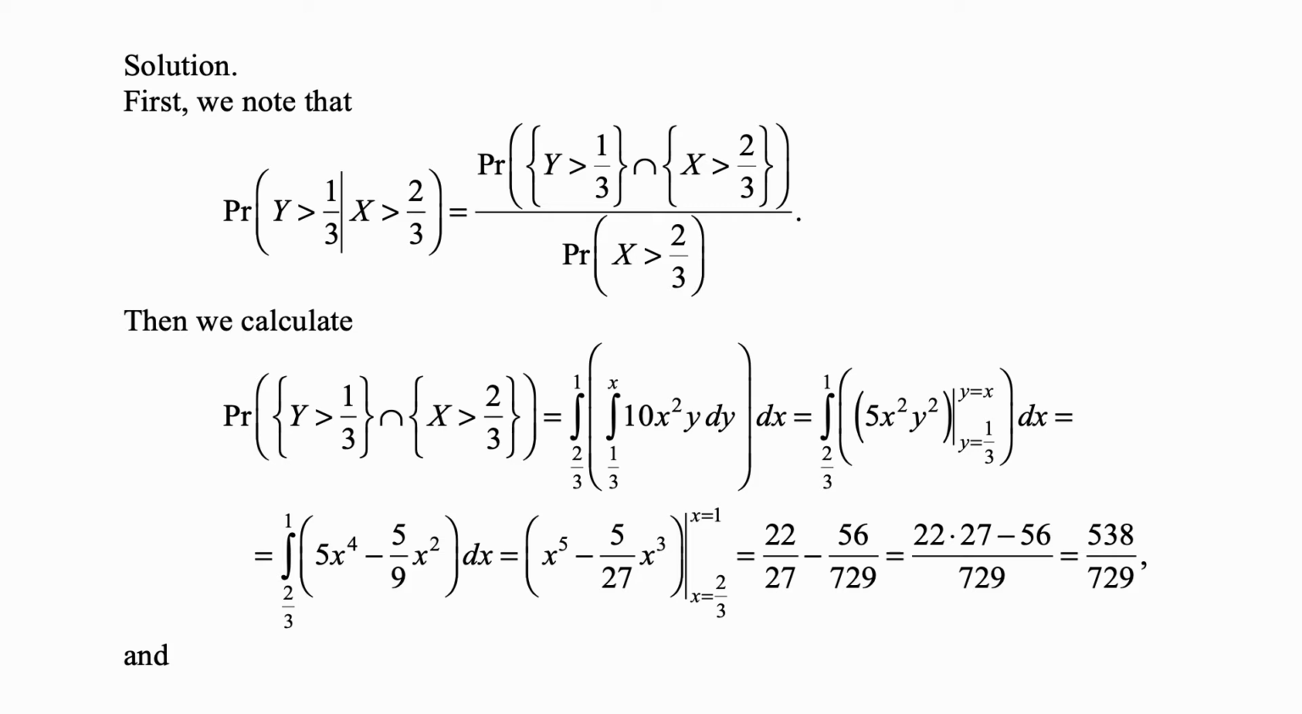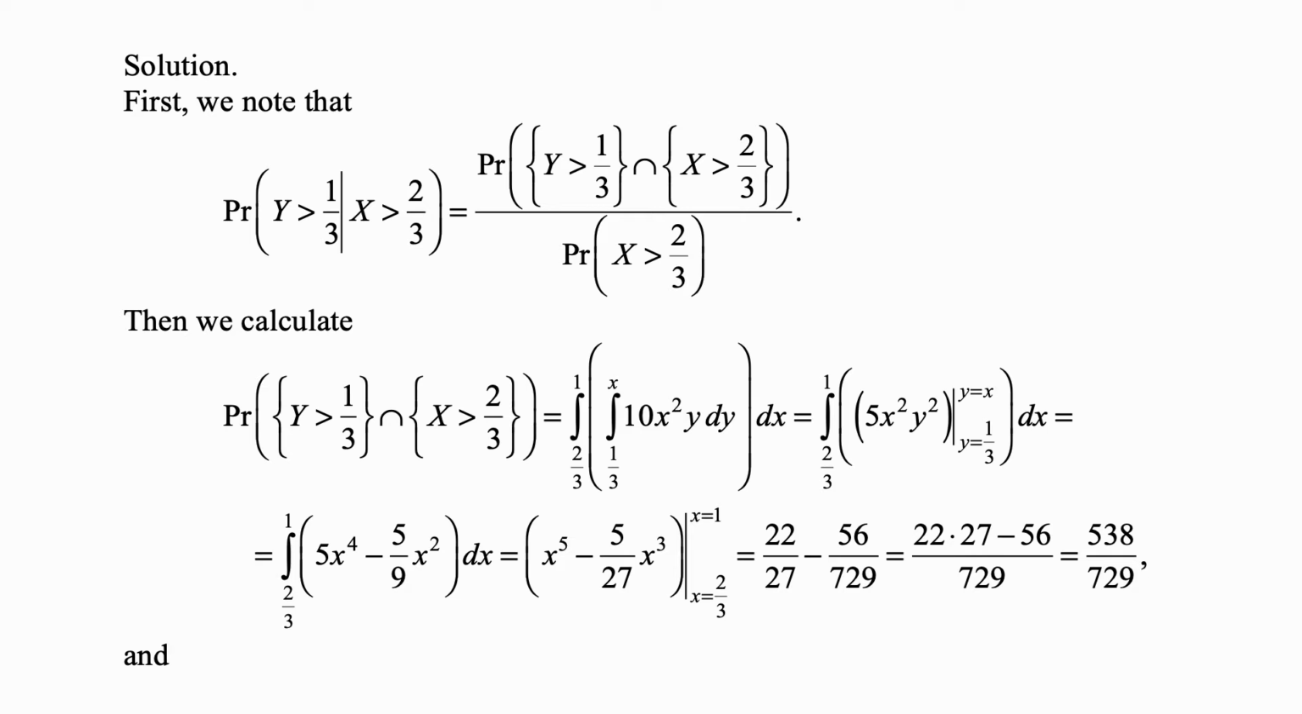First, we note that the probability that y is greater than 1/3 given that x is greater than 2/3 is the probability of both these events, y greater than 1/3 and x greater than 2/3, happening simultaneously, divided by the probability that x is more than 2/3. And we can calculate these two probabilities because we have the joint PDF of x and y. So we simply take the double integral over the region where what we want happens of the density, and we get these probabilities. What's the probability that y is greater than 1/3 and x is more than 2/3?